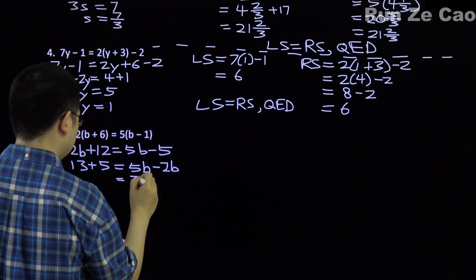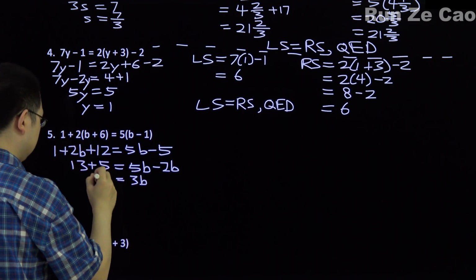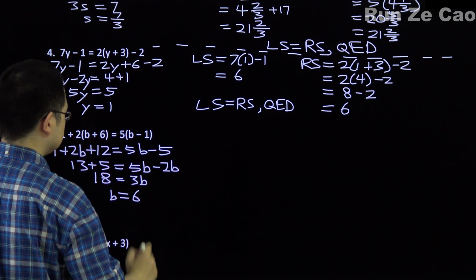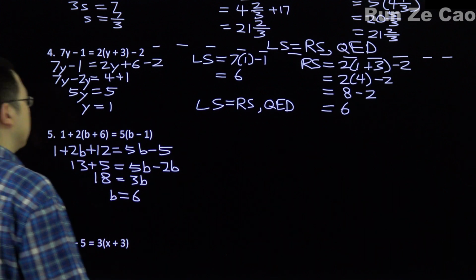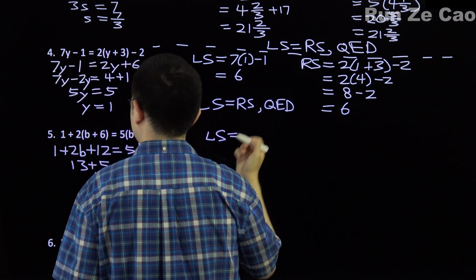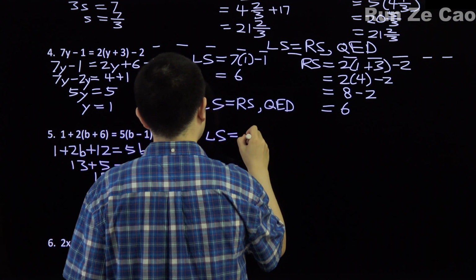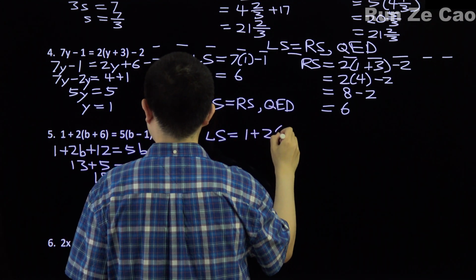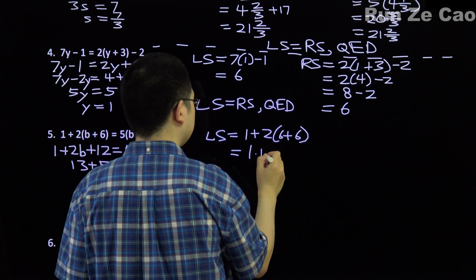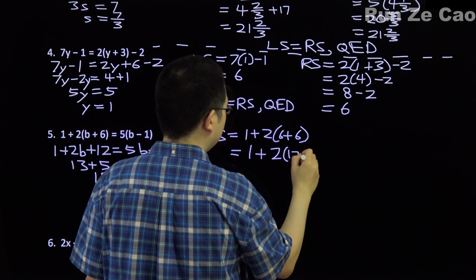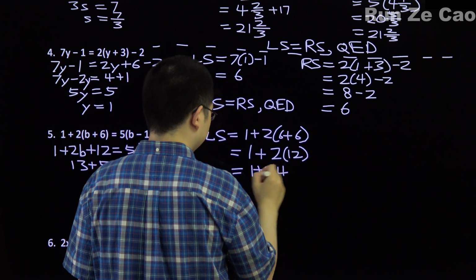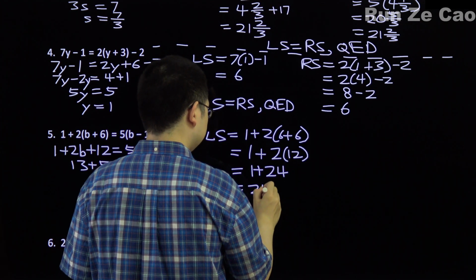So that's 3b is equal to 18. B is equal to 6. Then we substitute in to find the left side and right side to check. That's 1 plus 2 times 6 plus 6. So that's 1 plus 2 times 12. If you want, you can go 1 plus 24, or you could just go to 25.